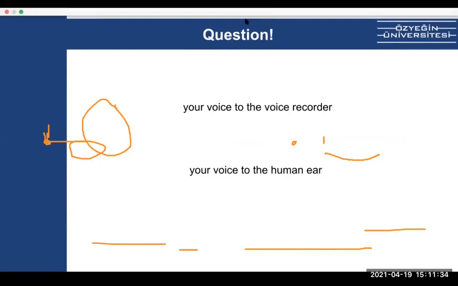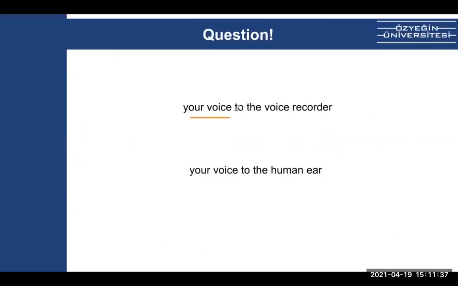Mesela başka bir örnek. Question for you guys. Similar. Your voice goes to the voice recorder veya your voice to the human ear. Mesela bu niye farklı? Yani ben konuşuyorum ve kendi sesimi dinliyorum şu anda. Veya şu anda record ediyorum mesela. Sonra bunu Panopto'dan dinliyorum ve tamamen farklı geliyor ses. Speaker'ın da belli bir büyük ihtimalle seviyesi var. O da kırpıyor olabilir. Aynen öyle.